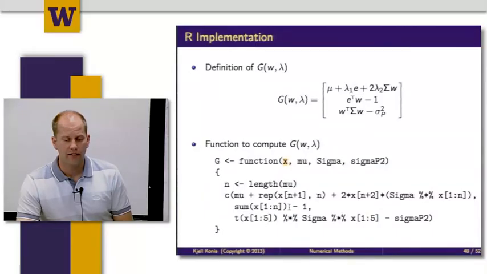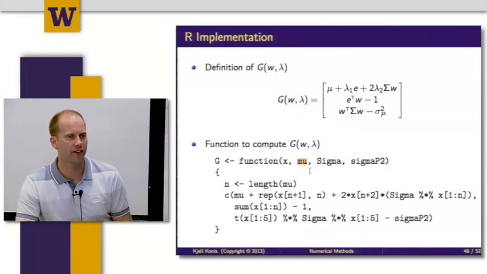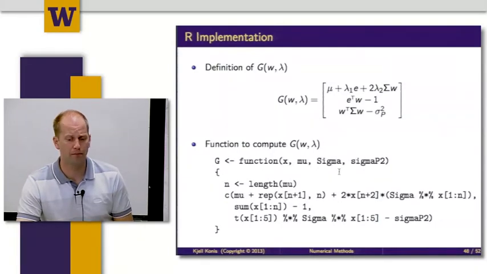And now, instead of hard coding the values for mu and sigma into this function, I want to also make them arguments to my function, so that if I wanted to solve another problem with this same function, instead of having to rewrite the entire function, all I have to do is make a new vector mu and a new matrix sigma, and then I can just pass those in as arguments as well. And then I also need this sigma p2, that's just this value here, which is the constraint on the risk of the portfolio.